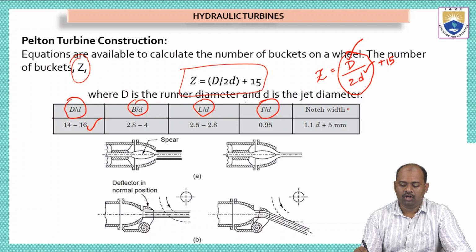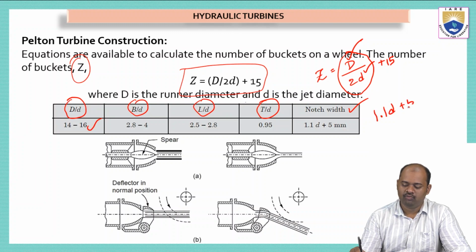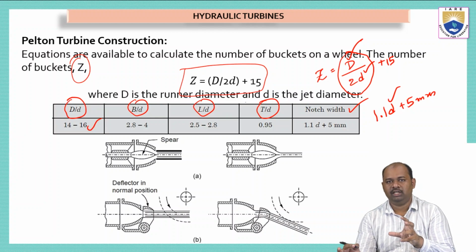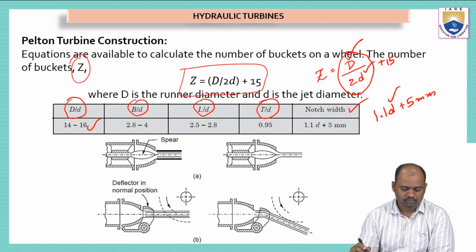And also we have the notch width. The notch width also has to be calculated while designing the turbine. Its value will be 1.1 D plus 5 millimeters, so this depends on the diameter of the jet. We have to design the notch based on the diameter of the jet that is coming out of the nozzle. So we have different types of arrangements here.